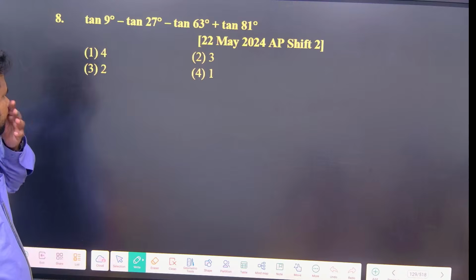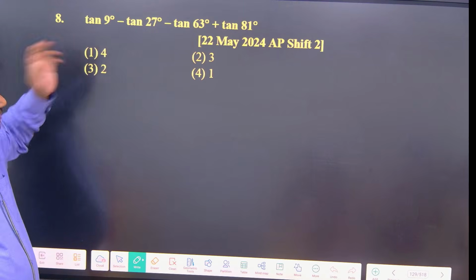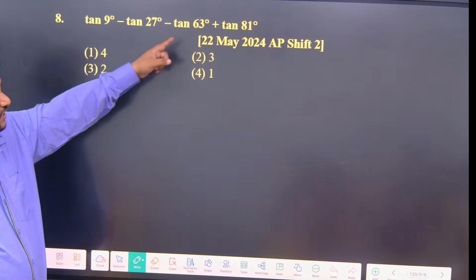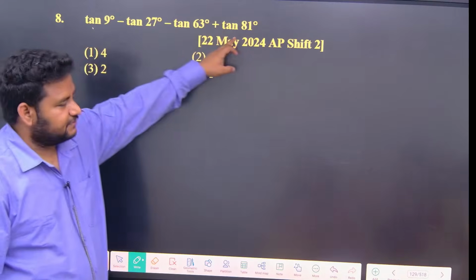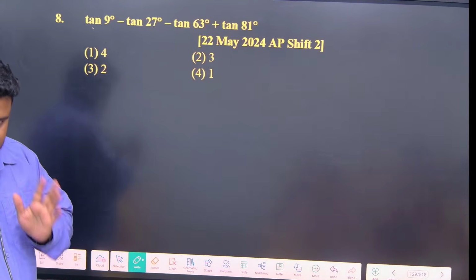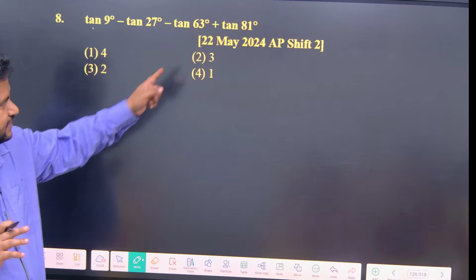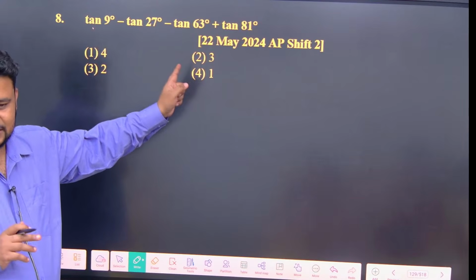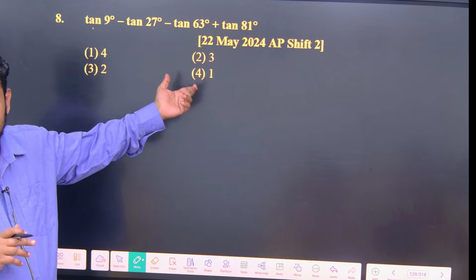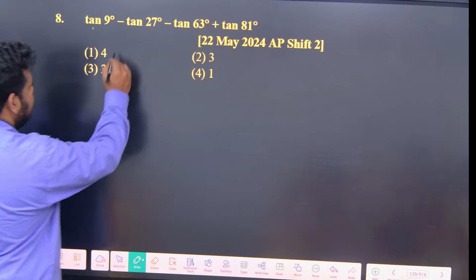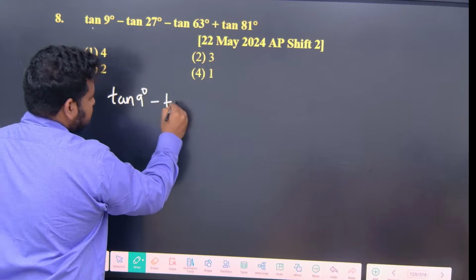So this is the question that was asked in 2024 AP. See here, tan 9 degree, tan 27, tan 63, tan 81. So tan 9 degree is given, tan 81 degree is given. What can I write? Tan 81 can be written as tan 90 minus 9. Tan 90 is even multiple or odd multiple? Odd multiple. So tan will become cot. So let me write it down. Those who are watching online, please observe.